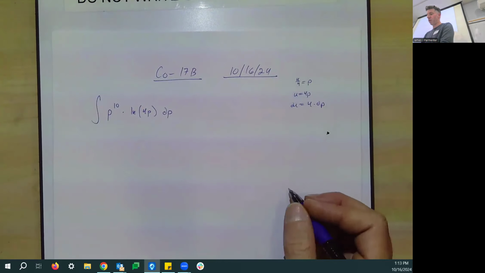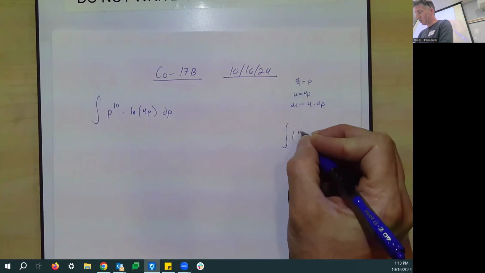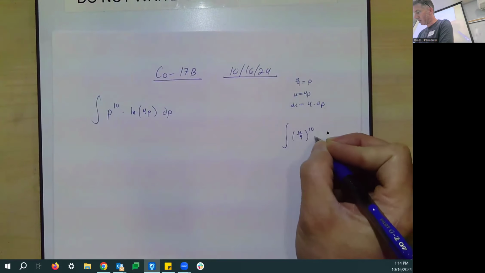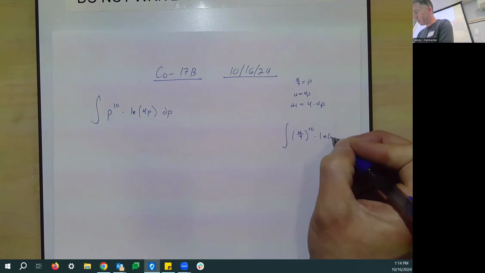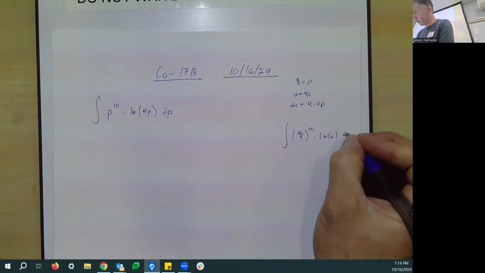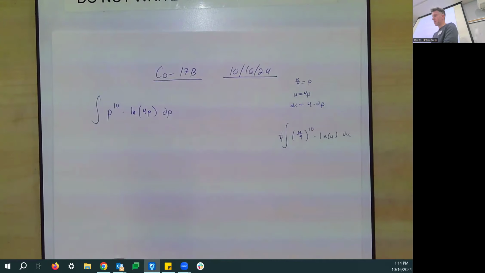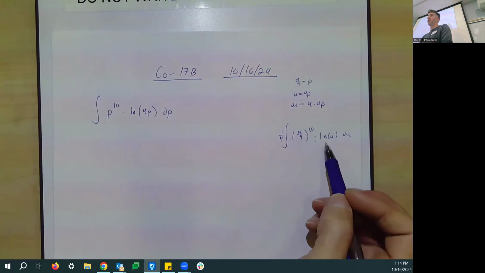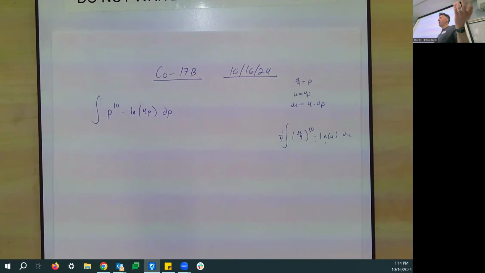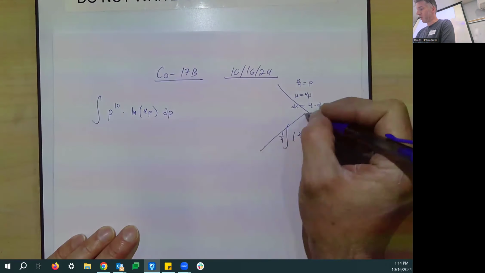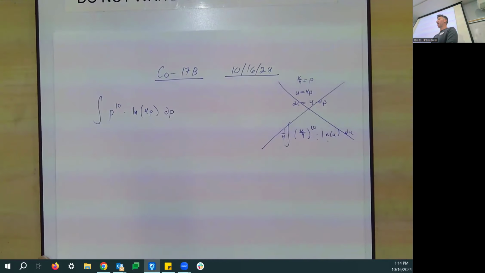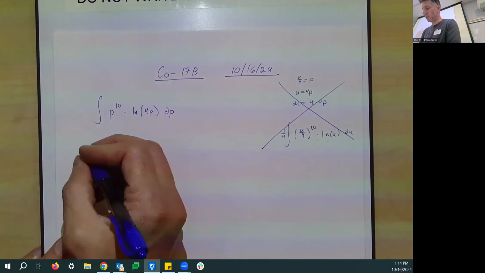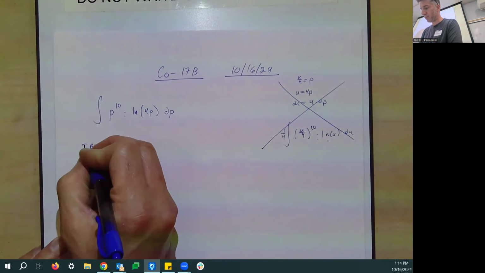And you could actually make this harder by rewriting it as U divided by 4 to the 10th power times the natural log of U times du divided by 4. That's not better. It's at best the same. You still have your variable to the 10th power times natural log of your variable. So that's not really getting us anywhere. This is for sure integration by parts, because I see the hallmark of a function multiplied by another function. So I'm going to try integration by parts.